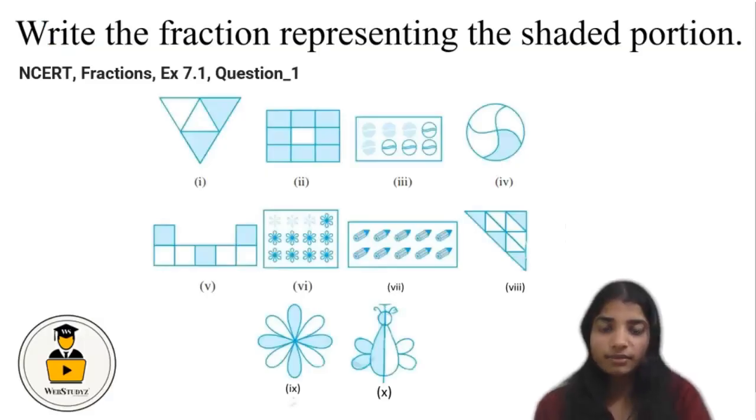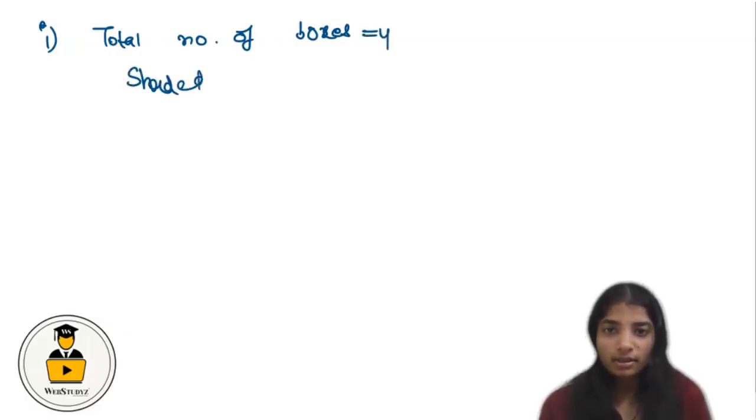Look here, this triangle is given. If we calculate, there are 1, 2, 3 and 4. So 4 identical shapes are there in this triangle. So we can say that the total number of boxes is equal to 4, and out of these 4 boxes, the shaded boxes are 2. So we have to find the fraction.